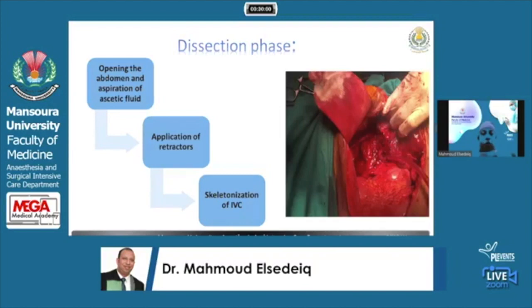Then we go to skeletonization of the IVC and the complete dissection of the porta hepatis. At this stage, bleeding is common, especially in patients with Budd-Chiari syndrome, patients with massive collaterals, or if there are severe adhesions post-splenectomy. We may face massive bleeding and need massive blood transfusion, which can lead to hypocalcemia. So we monitor calcium ions at this stage.